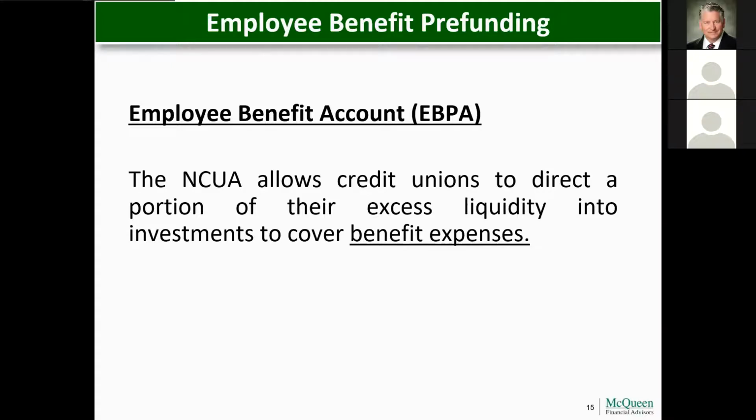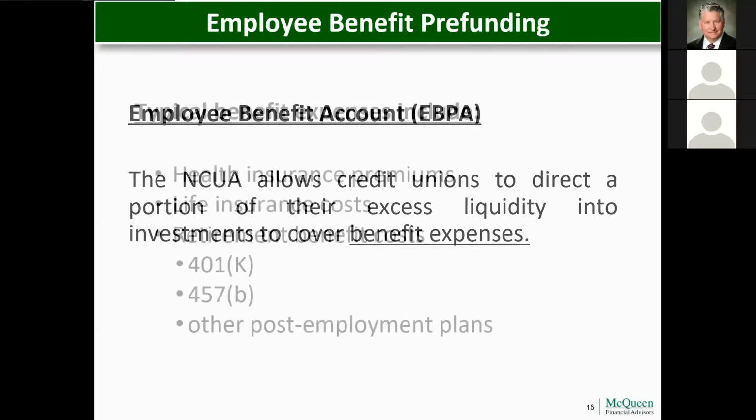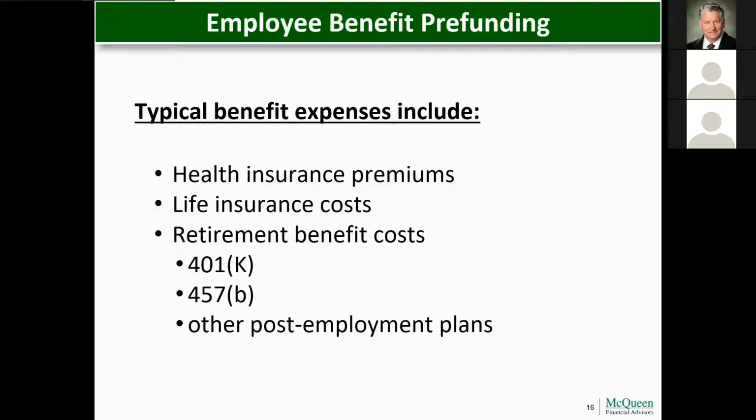Yeah, great. Well said. All right, moving on. So typical benefits for employee pre-funding accounts, pretty straightforward here. Health insurance premiums, life insurance, retirement costs. Here we go. It's right here. We talked about that a second ago. Other post-employment plans. The list is pretty long. This is just a snippet. So basically, if you're going through your financials at the end of the year and you're recording all the employee benefit expenses, those more or less can be counted.